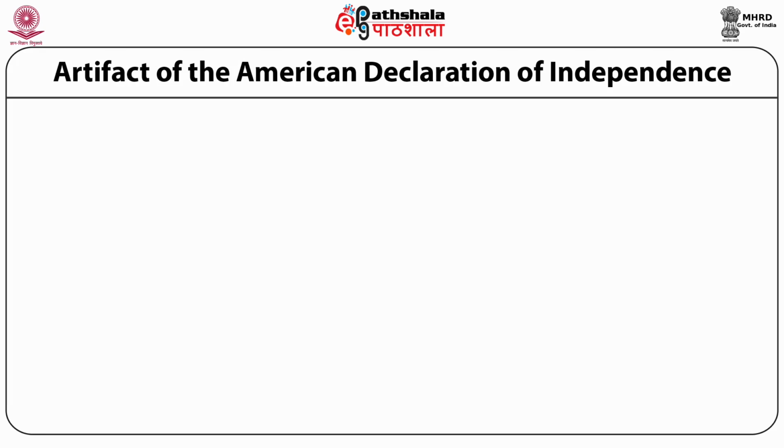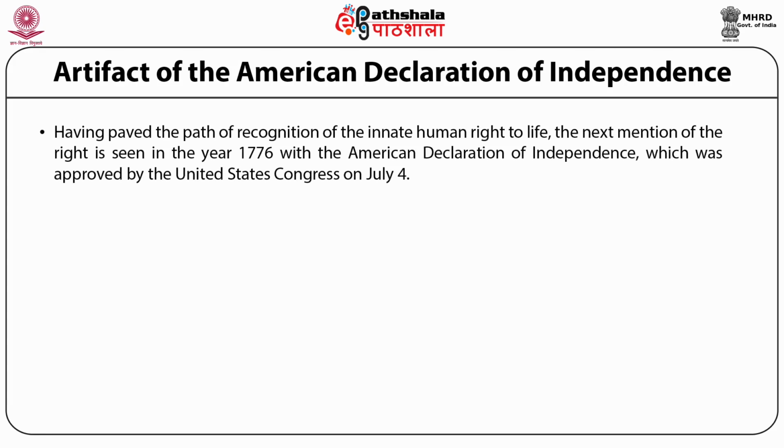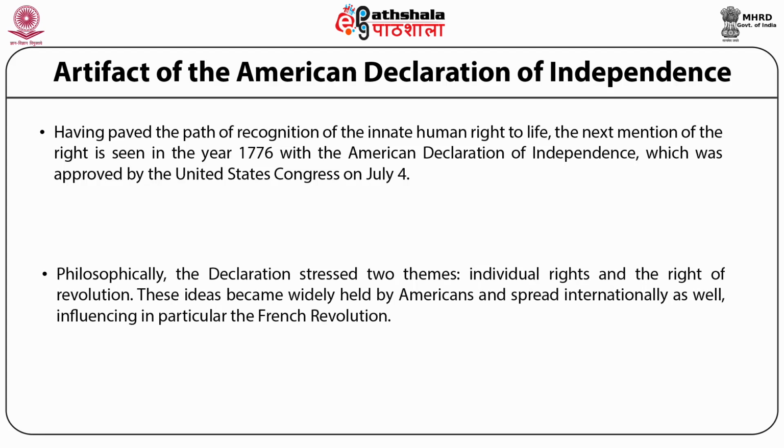Following the Magna Carta, the next landmark moment in human history concerning the right to life was the passing of the American Declaration of Independence. The American Declaration of Independence was approved by the US Congress on the 4th of July. Philosophically, the Declaration of American Independence stressed two primary themes. The first, individual rights, and the second being the right of revolution.